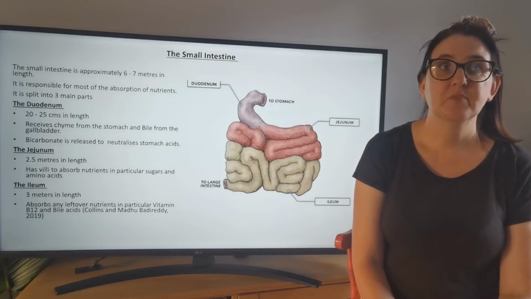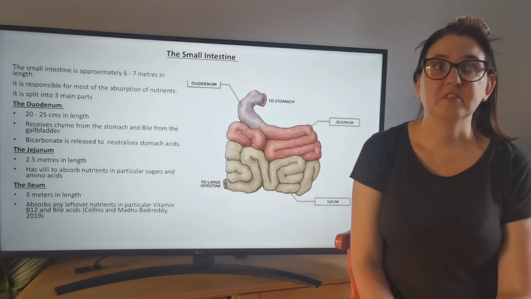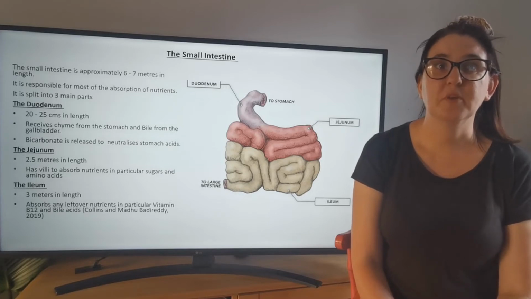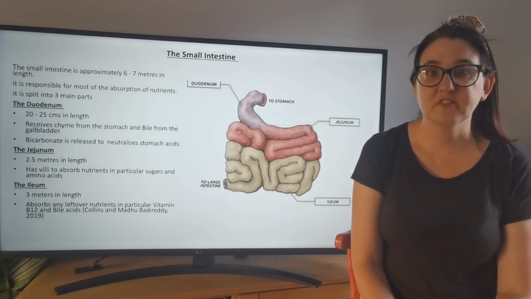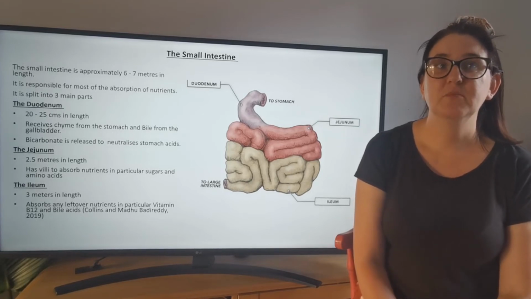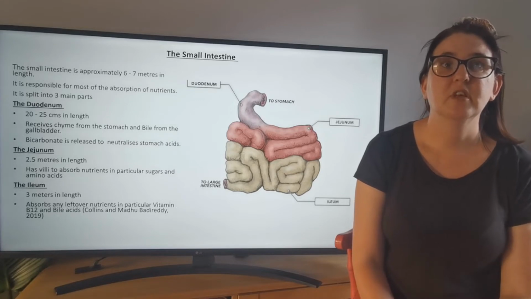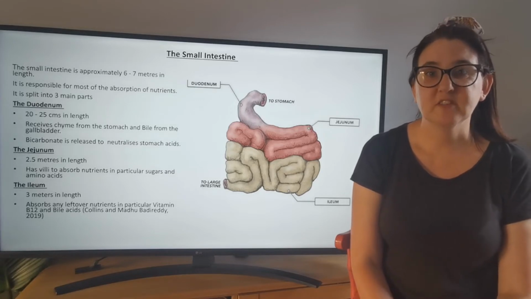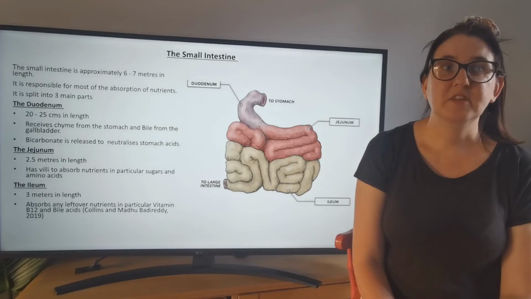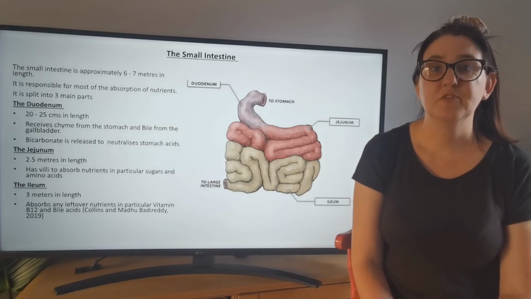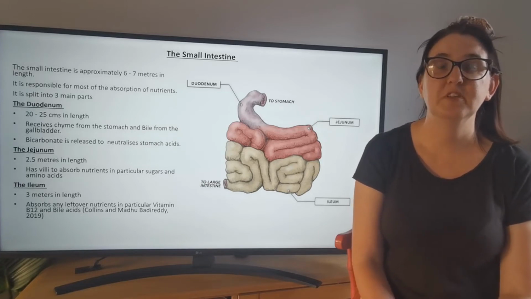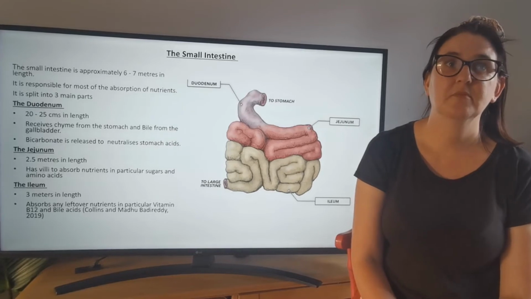The duodenum, 20 to 25 centimetres in length, receives the chyme from the stomach and bile from the gallbladder. Bicarbonate is released to neutralise stomach acids. The jejunum, 2.5 metres in length, has villi to absorb nutrients, particularly sugars and amino acids. And the ileum, 3 metres in length, absorbs any leftover nutrients, in particular vitamin B12 and bile acids.